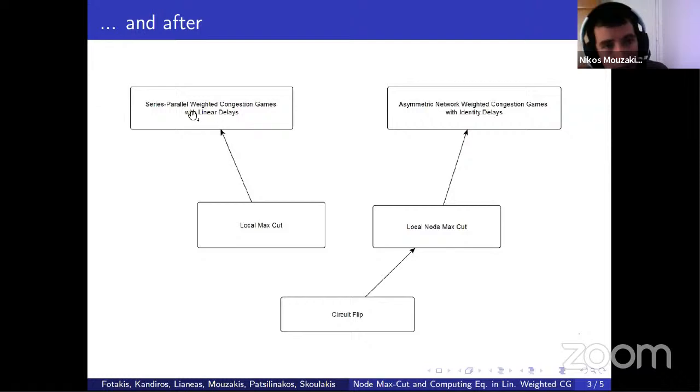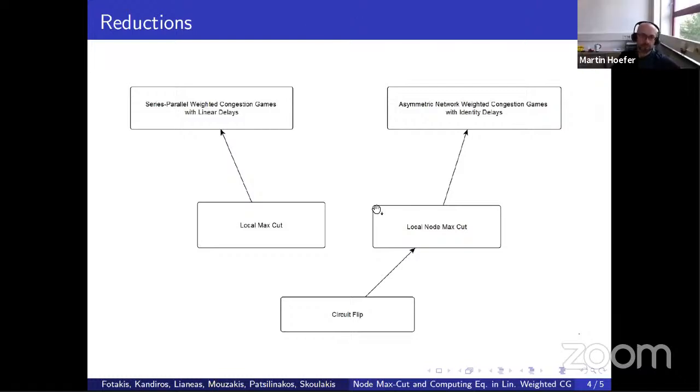Here is an overview of our reductions, where we prove that PLS-completeness of series parallel weighted congestion games with linear delays is derived from local max cut, which is a classical problem. But for the identity delays case, we need to reduce from our new problem, local node max cut, which is itself shown to be PLS-complete through a reduction from circuit flip. So this is an overview of our reductions. We're taking questions now.